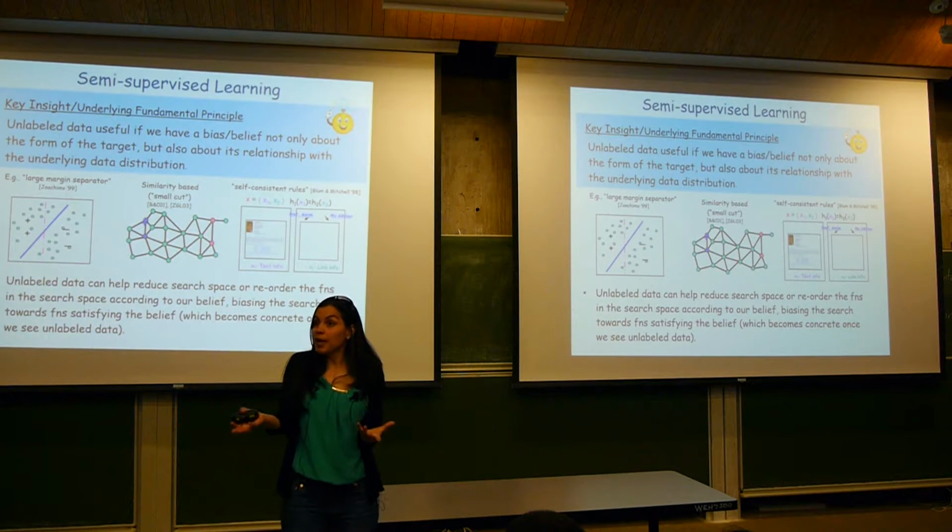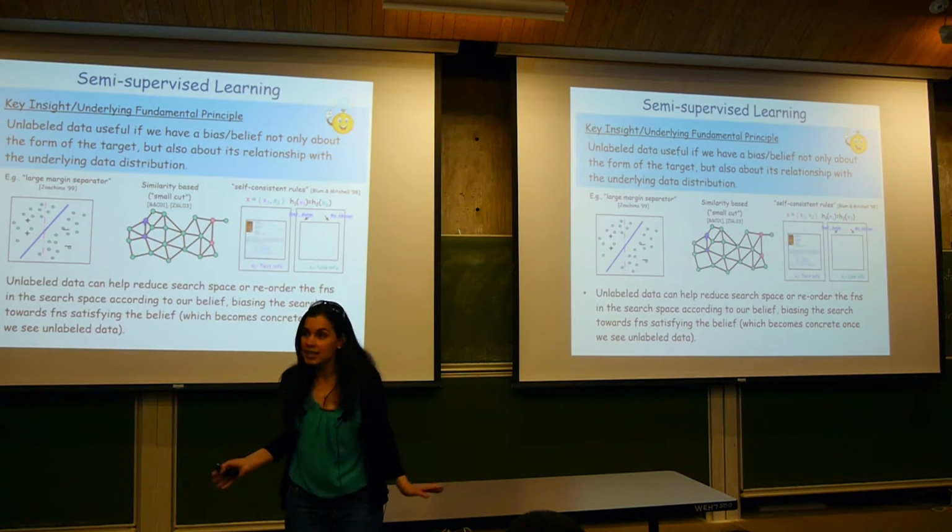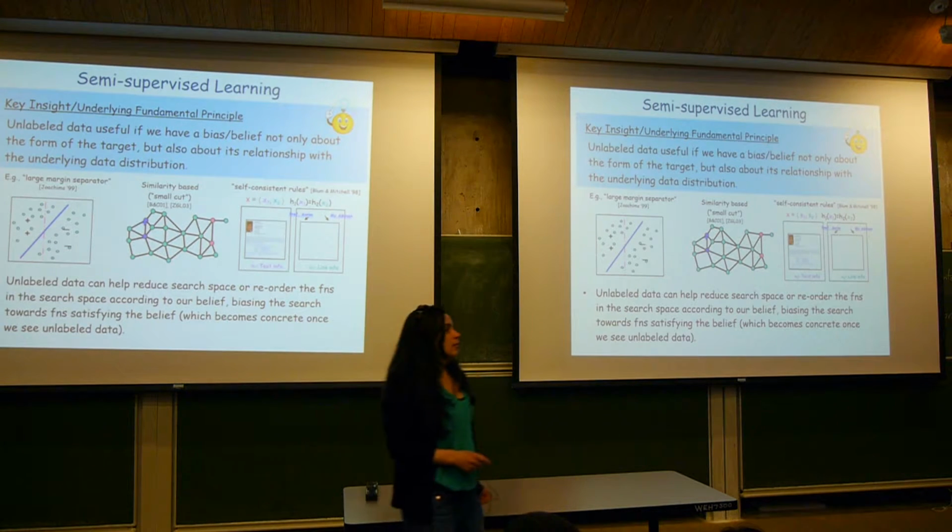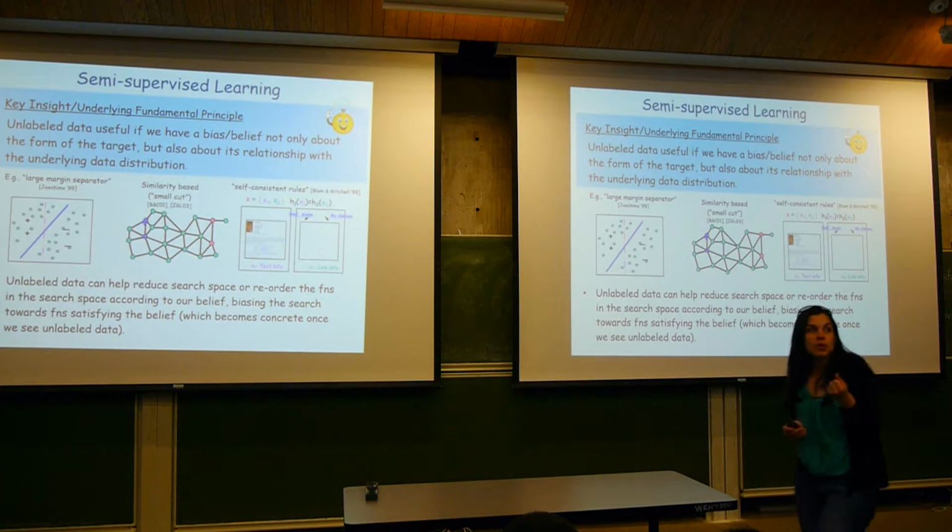Okay, and if our belief happens to be right and the ordering happens to be nice, then we can get drastic benefits from unlabeled data. Okay, so this is what unlabeled data can help us do in semi-supervised learning.